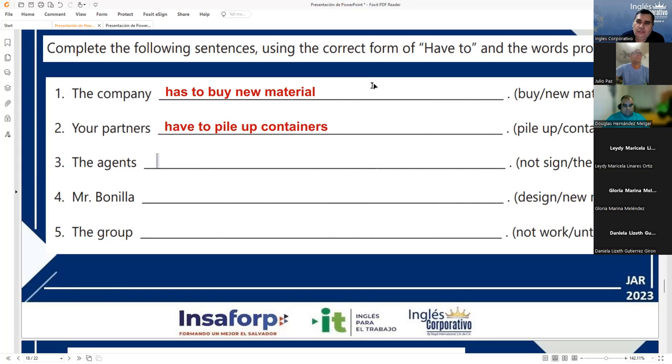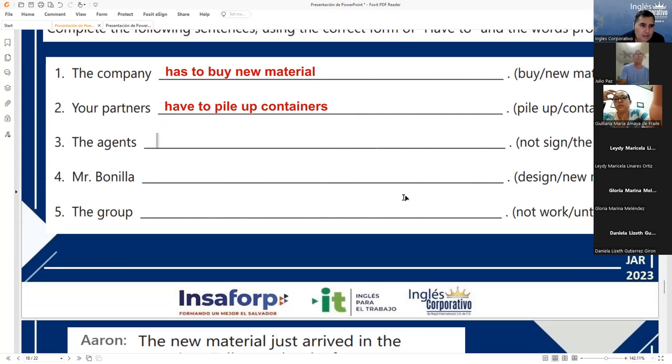Number three. So, pronunciation, pile up. Even in Spanish, pila, right? Pile, pila. Una pila. Sí, se dice pila. Le dicen promontorio también, bueno, un montón, ¿verdad? So, to pile up containers. Okay, the agents. The agents they what? They have to. Don't have to sign the letter. The agents don't have to sign the letter.